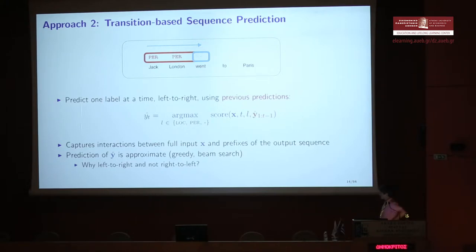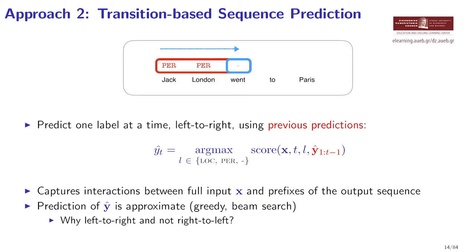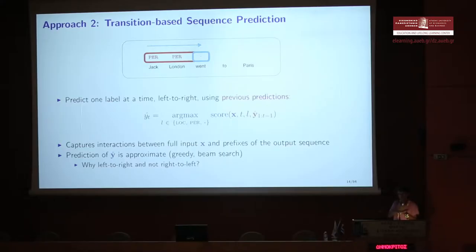But the problem here is that because we're going left to right, the prediction is going to be approximate. So if we make mistakes here, it's going to be hard to correct them, right? And also, we can ask why we should go left to right and not right to left. If we want to impose an order in which we make predictions, so that we can condition on previous decisions, what is the best order I can use for making predictions? If we take this kind of approach, we need to understand the best way of predicting the different parts of the sequence, okay? So this might be hard.